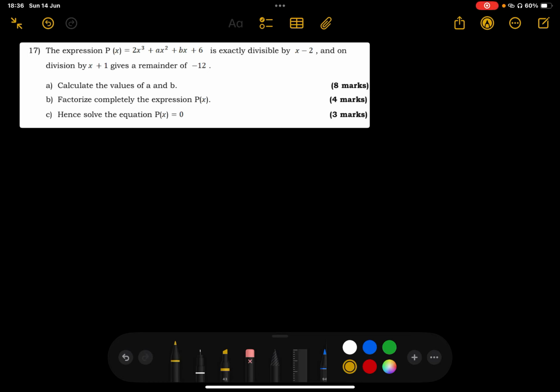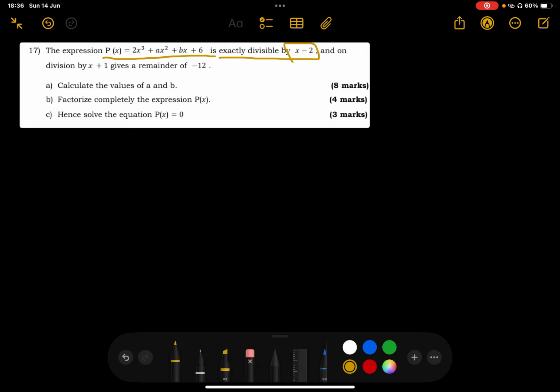Okay, question 17. This expression here is exactly divisible by x minus 2, and division by x plus 1 gives a remainder of minus 12. Okay, so let's do the first one. If it's exactly divisible by x minus 2, it means that when we divide in, the remainder is 0.